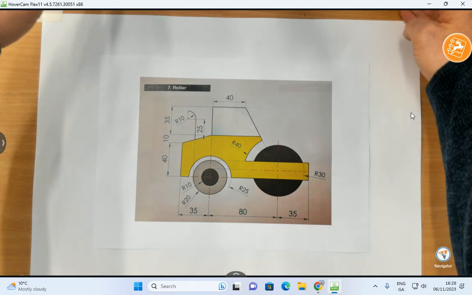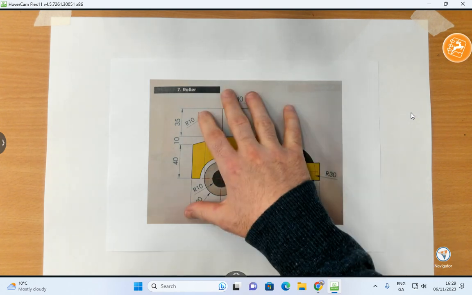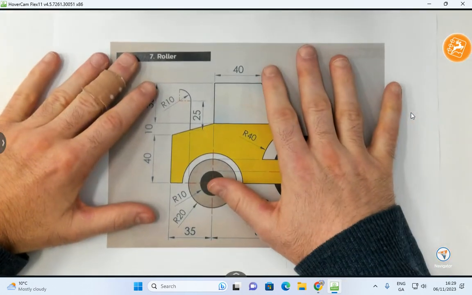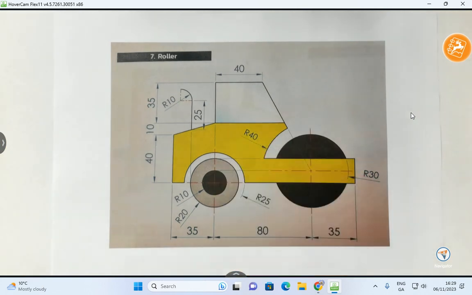Hi folks, so in this video what we're going to be doing is focusing on a question based on the topic of circles. The question itself I think is from the Discover Graphics textbook, and it's based on a little roller problem, some kind of construction industry machinery, okay?